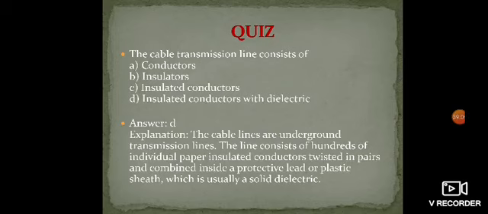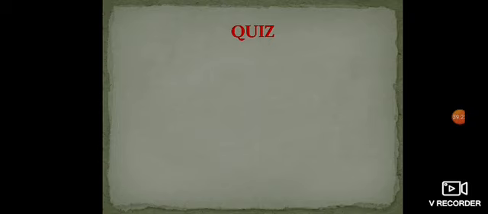So for that reason the cable transmission line consists of insulated conductors with dielectric material. Next question.